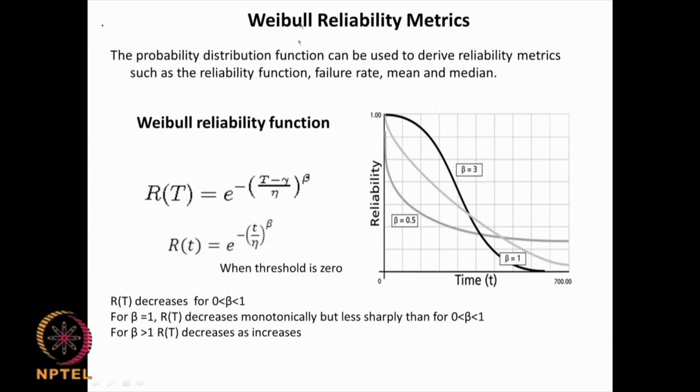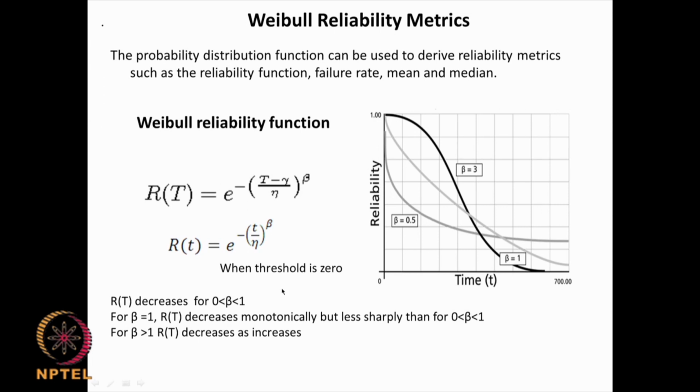Then there are other terms called Weibull reliability metrics. 1 minus reliability is unreliability, given by this formula: e to the power minus ((t minus gamma) by eta) raised to beta. If your gamma is 0, that means the threshold is 0, then R(t) is equal to e to the power minus (t by eta) raised to the power beta. As you can see, depending upon the beta value, you can have different types of curves here.